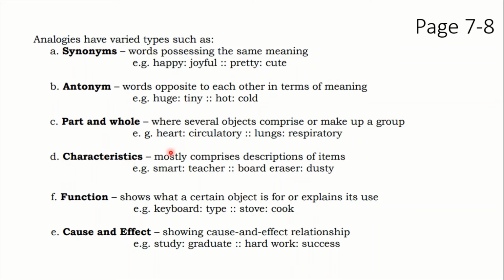Characteristics mostly comprises descriptions of items. Smart is to teacher as board eraser is to desk. The character of the teacher and the characteristics of a board eraser. Function shows what a certain object is for or explains its use. Keyboard is to type as stove is to cook.